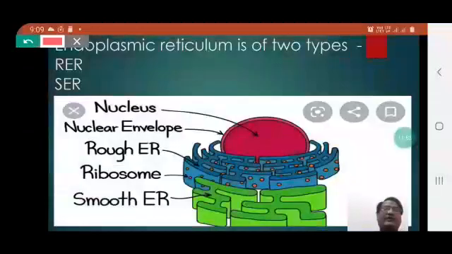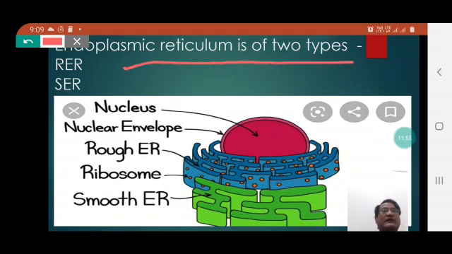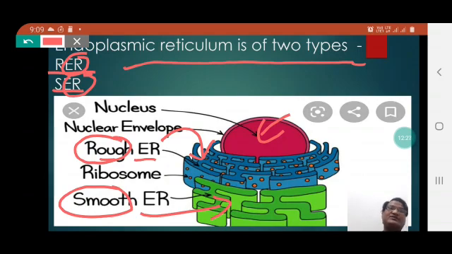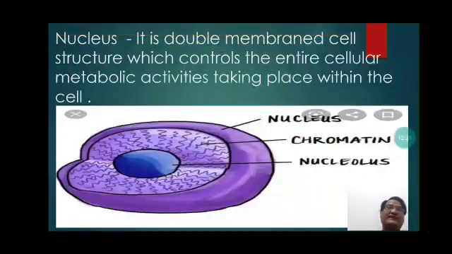Students, even in this slide you can see that endoplasmic reticulum has been explained to be of two types, RER and SER. Now students, here R represents rough and S represents smooth. So rough ER and smooth ER. Rough endoplasmic reticulum generally remains quite near to the nucleus, whereas the smooth endoplasmic reticulum remains quite distant from the nucleus. That is one of the identifying features of the SER and RER.